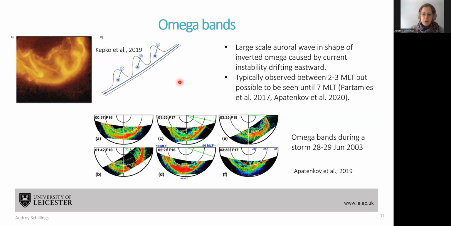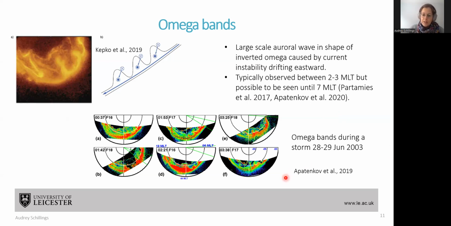And for the omega bands, there are a few studies. There is Partinis et al. They did a full review with statistics about the omega bands. And then there is Apatenkov et al. They related all the omega bands they found to dB/dt spikes. So this is actually known: dB/dt spikes are related to omega bands.